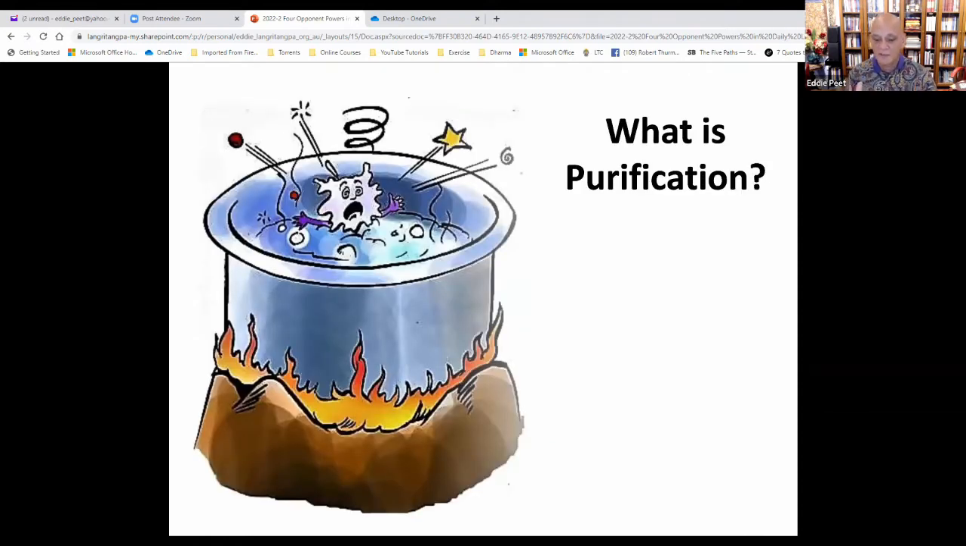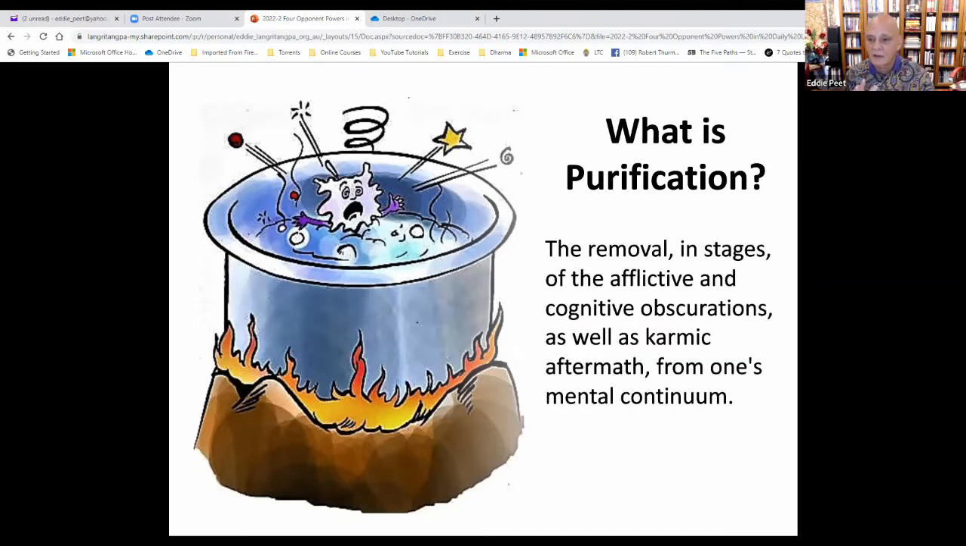So briefly, what's purification? I've put this definition up here from Professor Alexander Berzin. I sort of like it. It covers everything. But of course, there's still questions we can ask about this. He's defined it as the removal in stages of the afflictive and cognitive obscurations, as well as karmic aftermath from one's mental continuum.